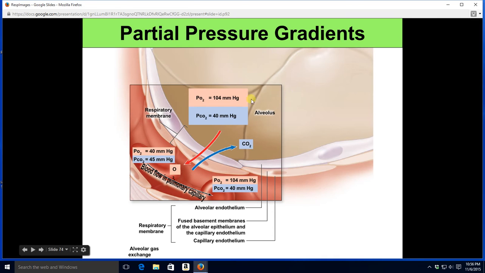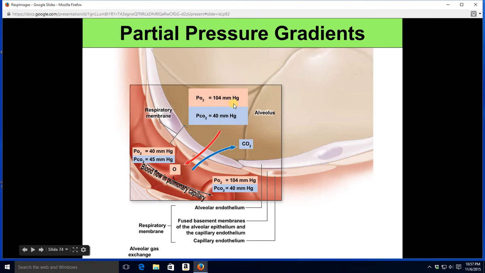Here we've got our alveolar airspace. In the alveolar airspace, note that the PO2, the partial pressure of oxygen, is 104 millimeters of mercury. The blood coming into the pulmonary capillary has a PO2 of 40 millimeters of mercury. So oxygen is going to go from where there is a higher PO2 to where there is a lower PO2. Meanwhile, CO2 is going to do the opposite. The blood coming in has a PCO2 of 45, whereas the alveolar air has a PCO2 of 40. So CO2 moves that way.